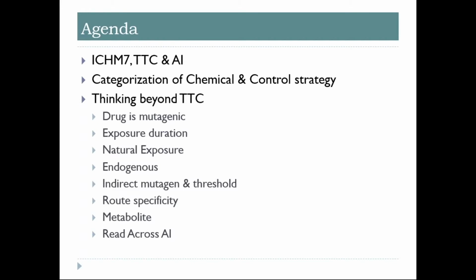So in today's session, I'll be talking in brief about ICH M7 classification with respect to TTC and acceptable intake, and how we can categorize impurities and apply control strategies, and then on the different concepts or situations where we can try to relax TTC for mutagenic impurities. So we'll go one by one.